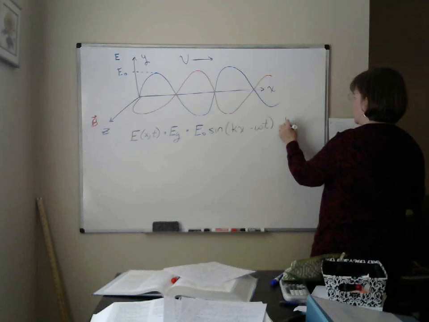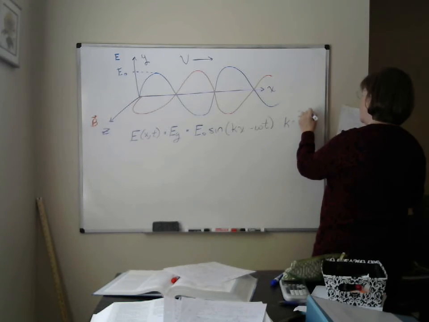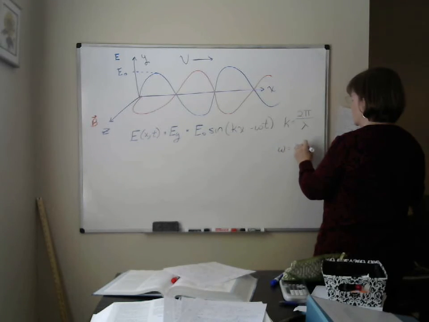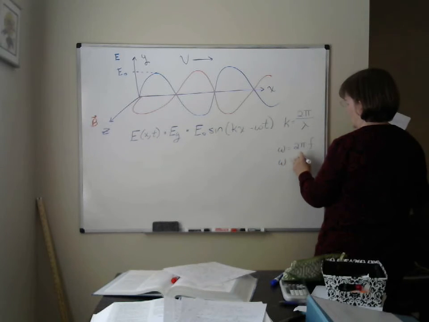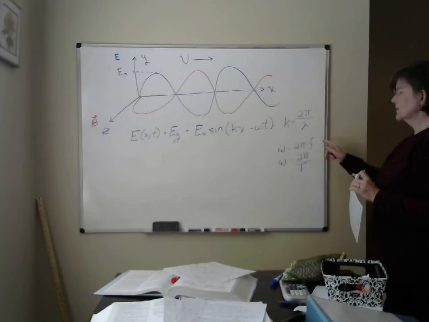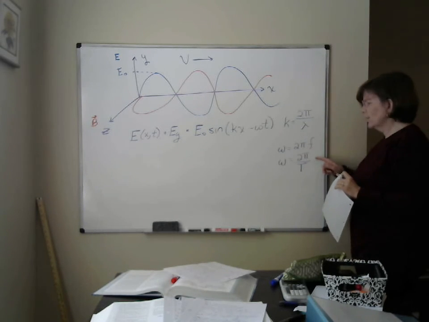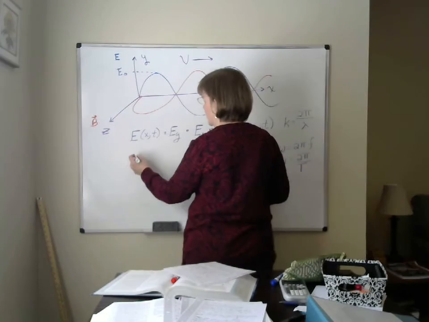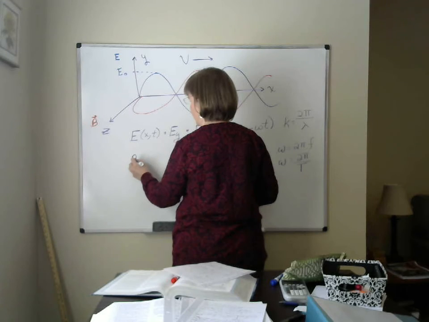k is going to equal 2 pi over the wavelength. That's called the wave number. Omega is called the angular frequency. It's 2 pi f, or it could be written as 2 pi over the period. We usually think of angular frequency as 2 pi f, but we know that f and T are reciprocals. The magnetic field associated looks exactly the same.